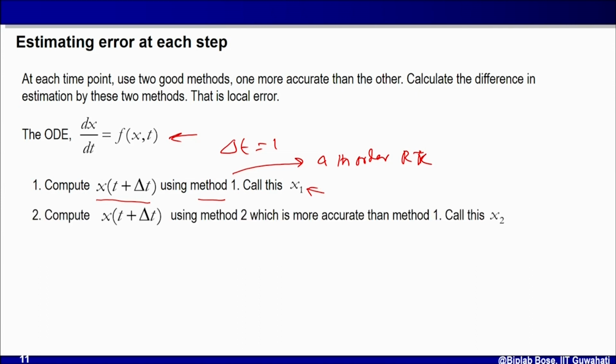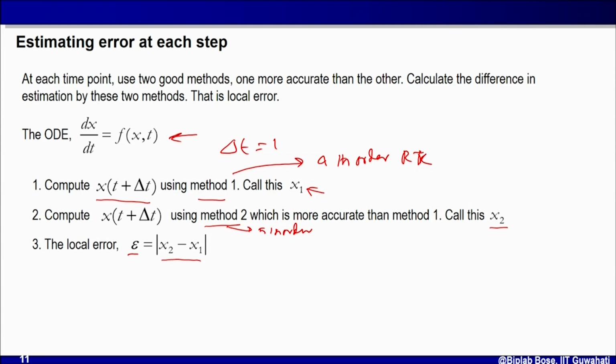Then I do the same calculation to get the value of x at t plus delta t using a new method. This may be a fifth order Runge-Kutta method, which is known to be more accurate than the fourth order Runge-Kutta method, and I calculate the value of x at t plus delta t. Let us call that x2. And now I calculate the difference between x2 and x1. That is my error. Error is the absolute value of the difference between x2 and x1.